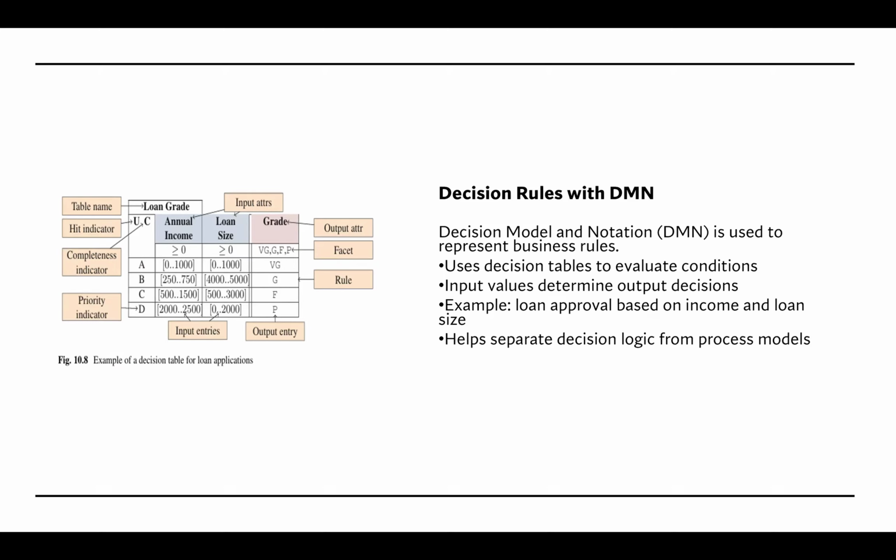Decision rules with DMN are used to represent business decision rules. DMN uses decision tables to evaluate conditions and determine outcomes. For example, in a loan approval process, the decision might depend on annual income and loan size. DMN separates decision logic from the business model, which makes processes easier to manage and update.